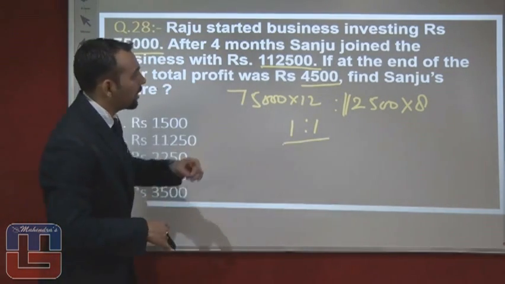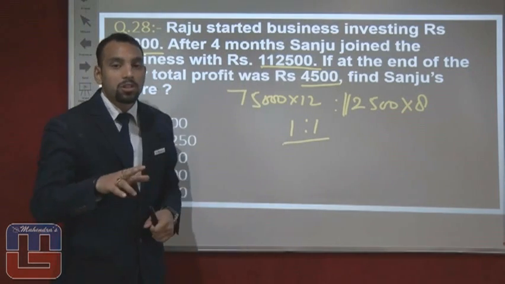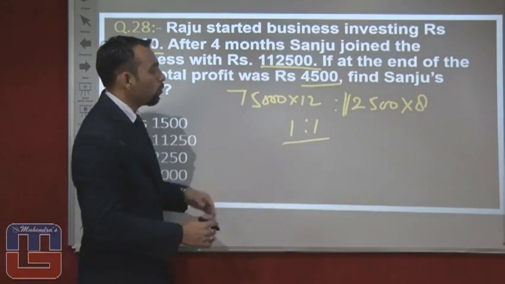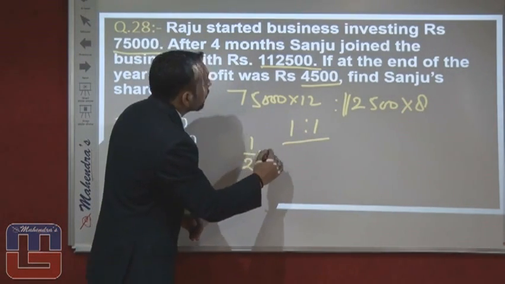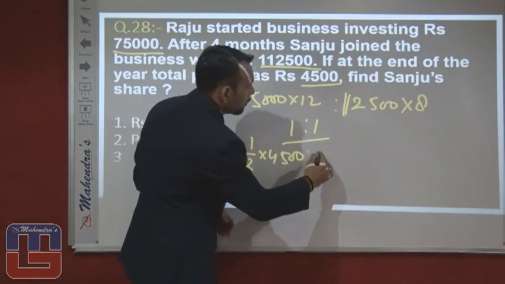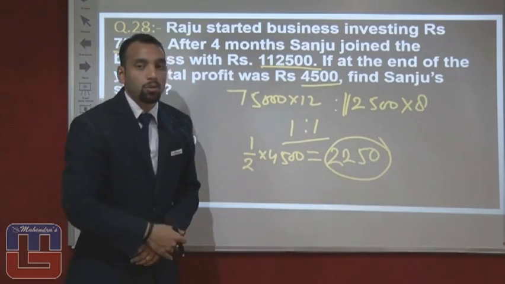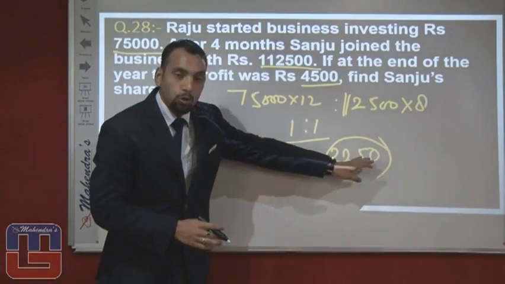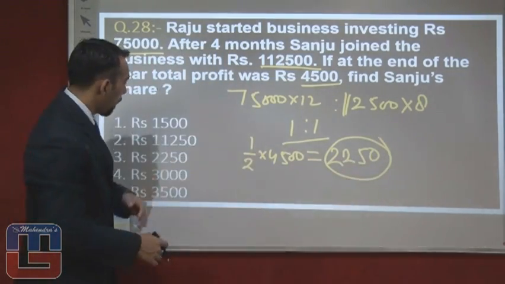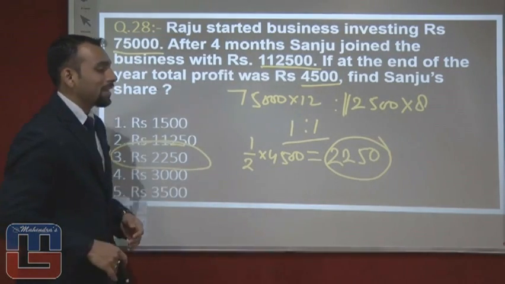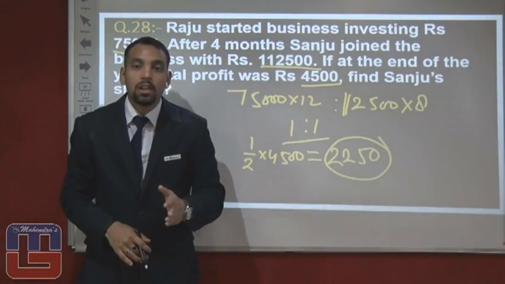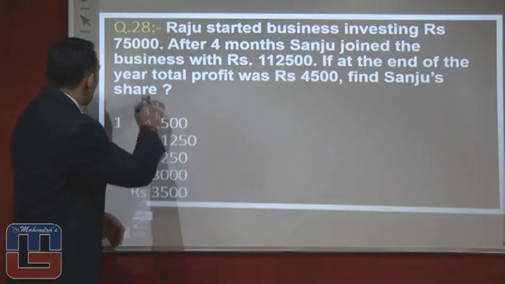What is the question saying? The question is saying find Sanju's share, and the ratio is 1:1. So 1/2 into 4500, which is equal to 2250. So the share of Sanju is 2250. Check the option. You can see the third one will be the correct answer of this question. Right? Now move to our next question.